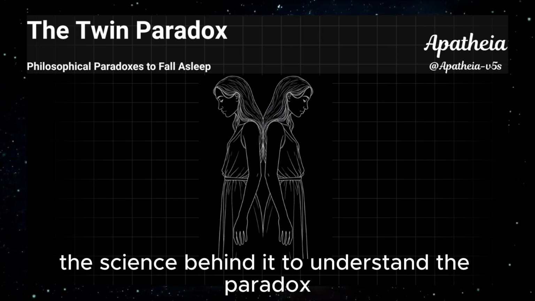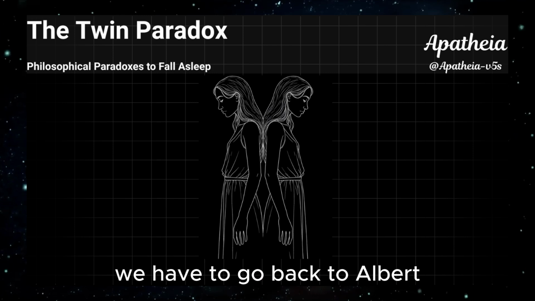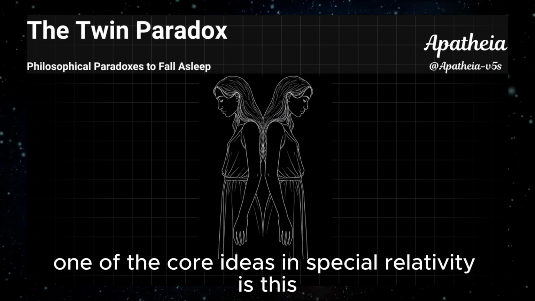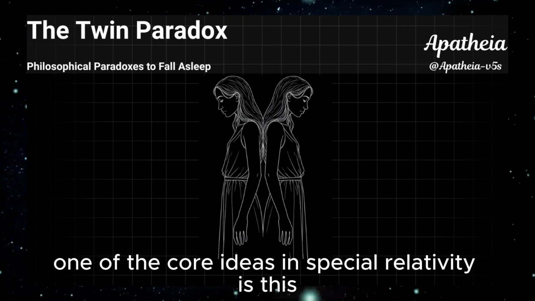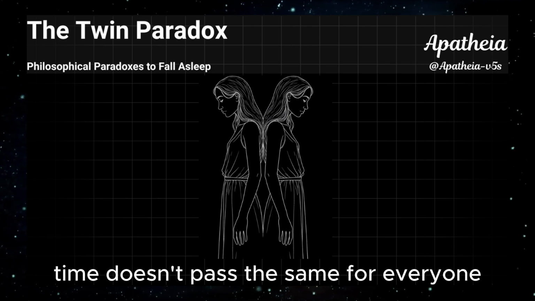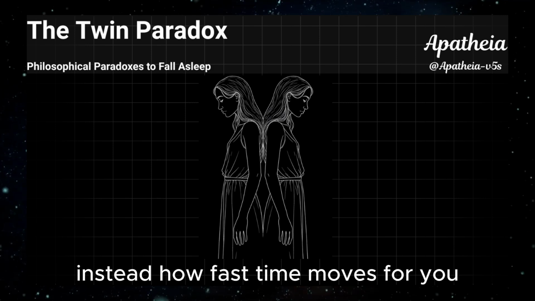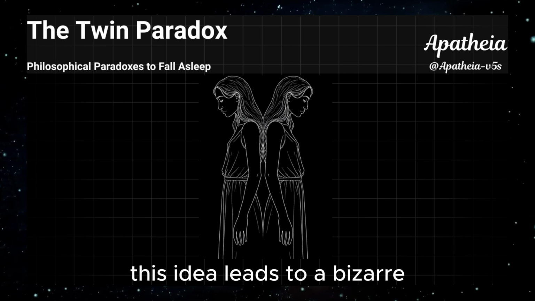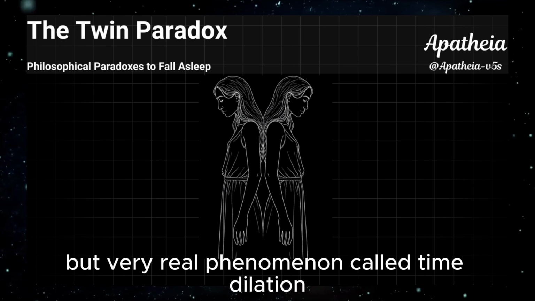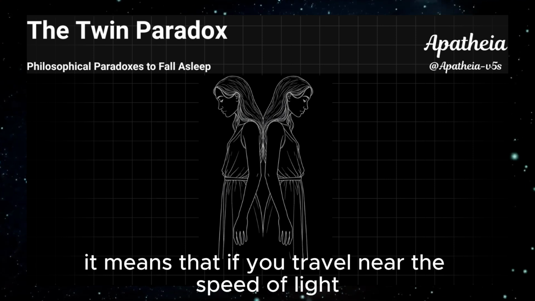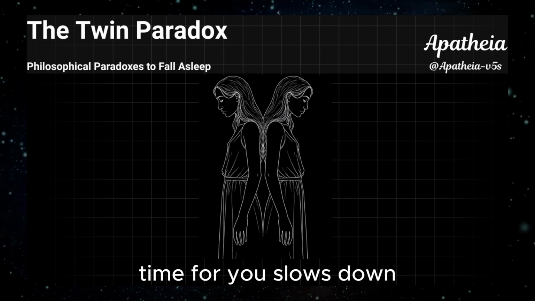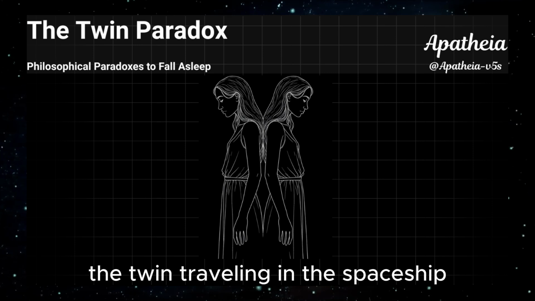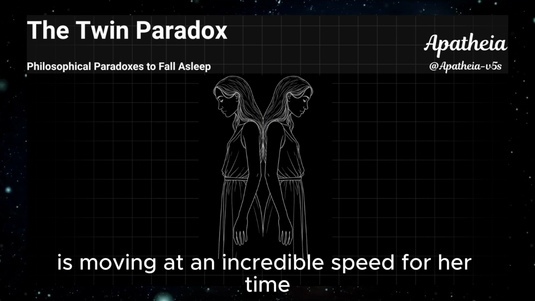The science behind it. To understand the paradox, we have to go back to Albert Einstein's theory of special relativity, published in 1905. One of the core ideas in special relativity is this: time doesn't pass the same for everyone. Instead, how fast time moves for you depends on how fast you're moving, relative to someone else. This idea leads to a bizarre but very real phenomenon called time dilation. It means that if you travel near the speed of light, time for you slows down compared to someone who's standing still.